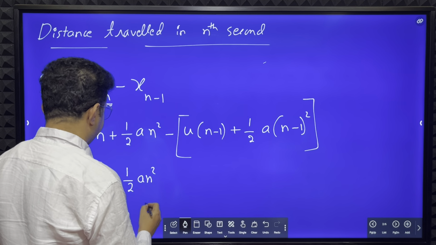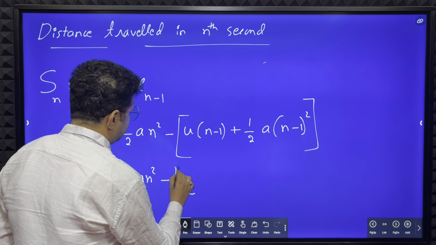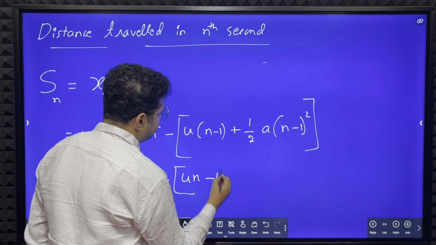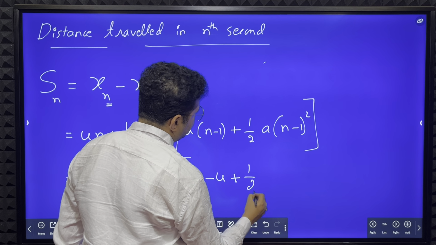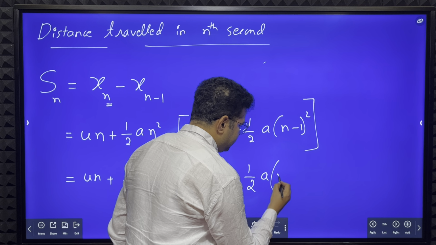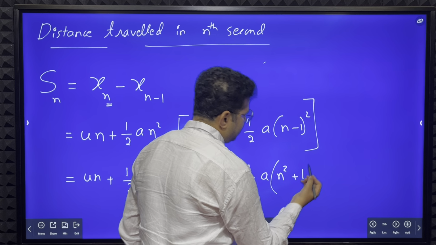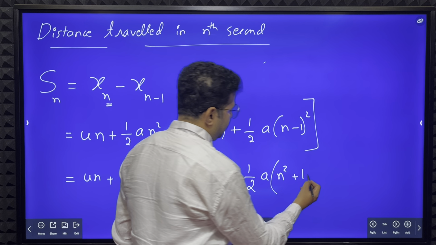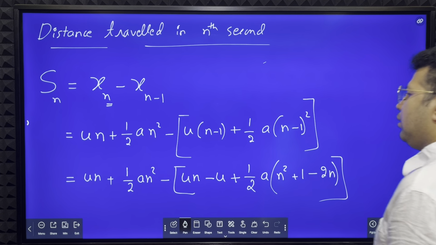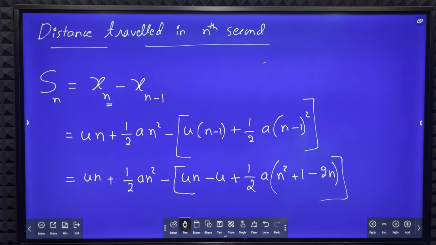Half a n square, minus u into n minus 1, that is un minus u, correct? Plus half into a into n minus 1 whole square. Using a square plus b square minus 2ab. Okay, now we will have to do further simplification here. I'll write this step once again on the next page.